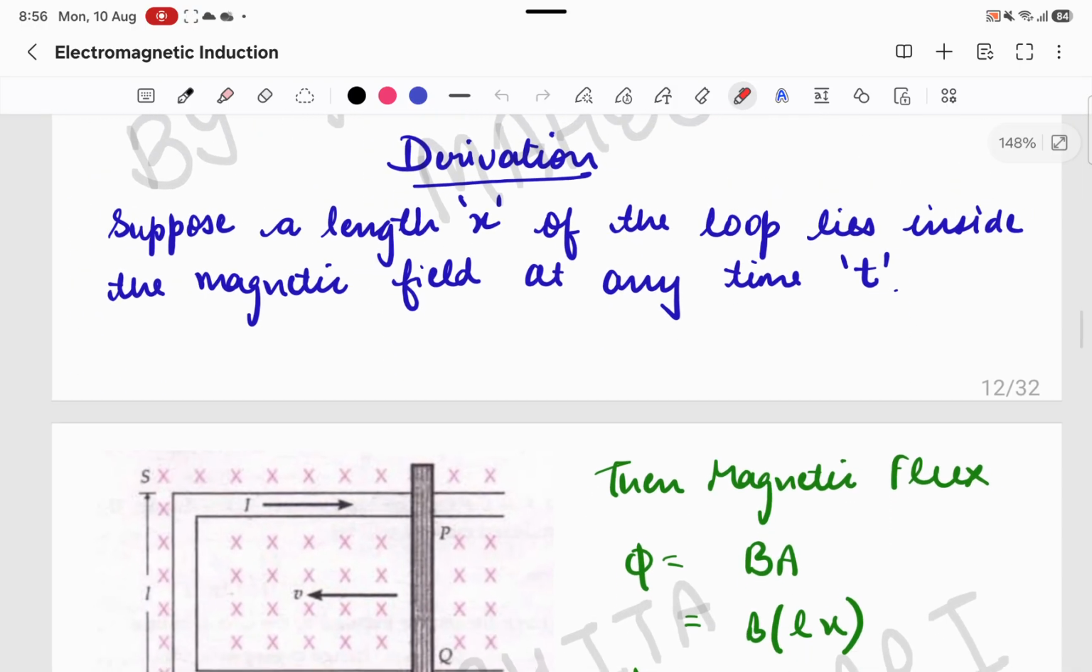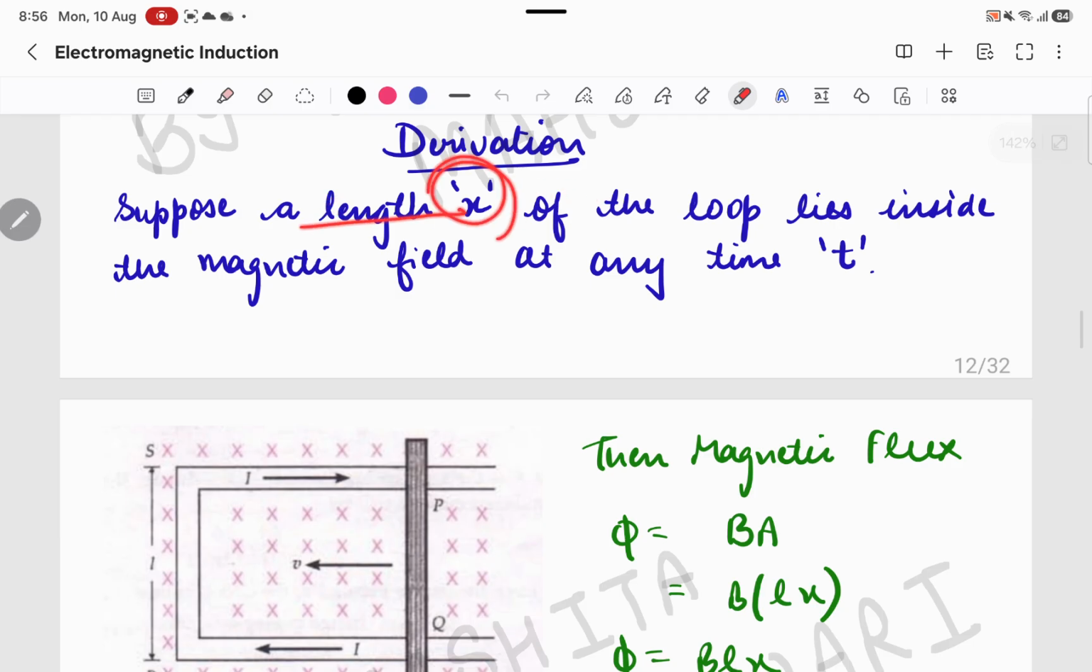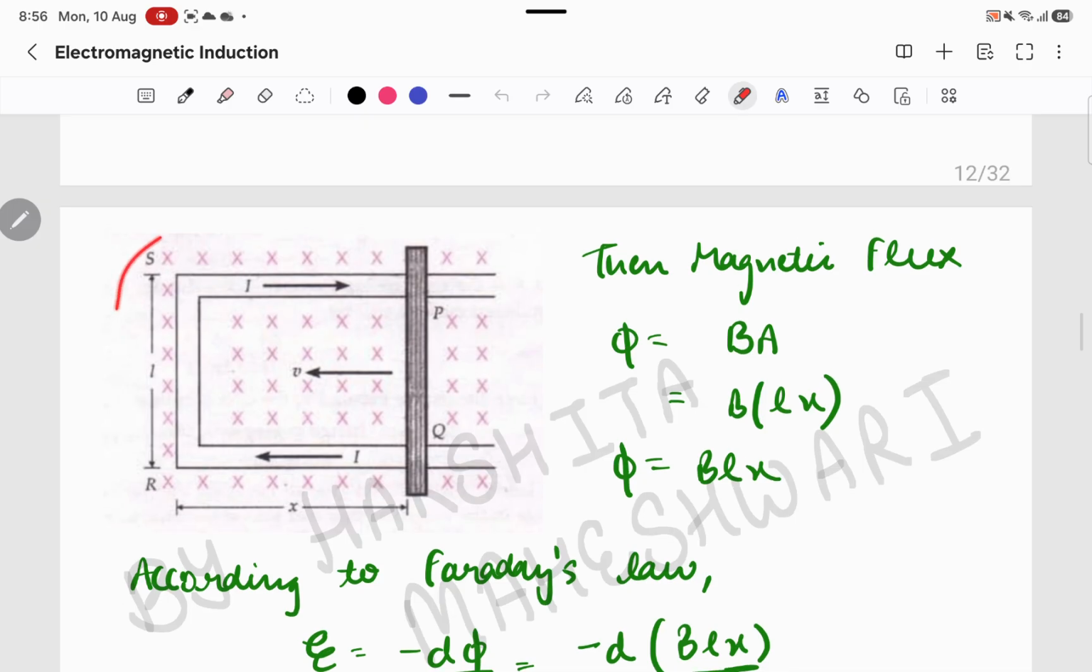Now we have the derivation. I'm taking a length L, and let's suppose X of the loop, which is lying inside the magnetic field. So I'm taking the magnetic field consideration here and I'm taking the conductor length as, let's suppose, X. Magnetic flux formula we already know: it is magnetic field into area. So area can also be written as L into X, like length into breadth. This is basically the length L, and this is X, which we are taking from here. So the flux formula we got is BLX.